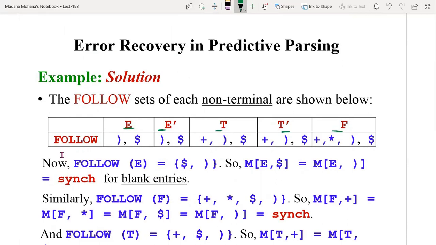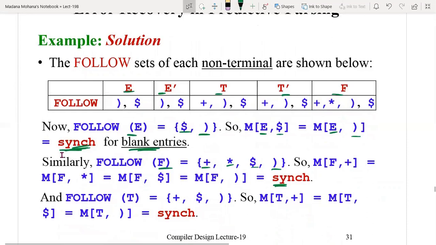Now let us consider follow of E, which is dollar and right parenthesis. The entries in the table M of E on dollar, and M of E on right parenthesis: if a production is already there, no problem. If no production is there, you add a synchronizing token using the phrase SYNCH, only for blank entries. Now you can check all these entries; if any entry is blank, you can add SYNCH. Similarly, for follow of F, plus, star, dollar, right parenthesis, you check all the entries, and wherever there are blank entries, you add the synchronizing token SYNCH.